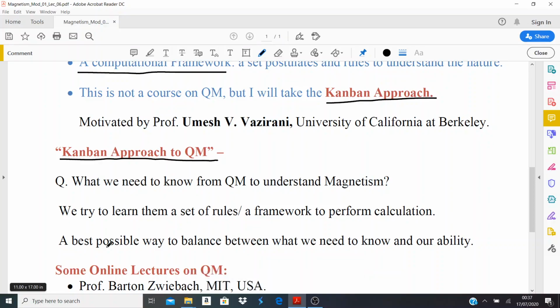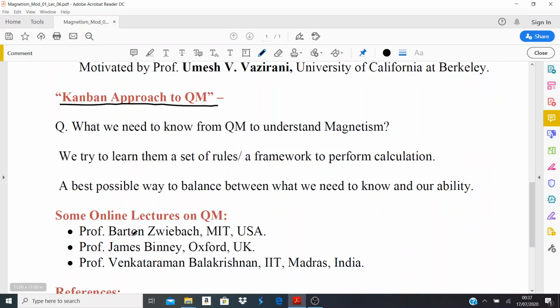Many of you know about these things, but as I mentioned before, I don't want to assume that any previous knowledge of quantum mechanics is required here to understand magnetism. So I will try my best to give you the minimum set of rules, and I will go very slowly so that things are a bit easier for you. And before I end this lecture, I want to give you some references.